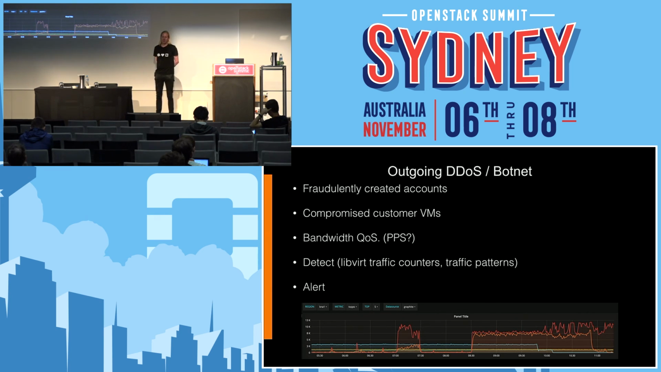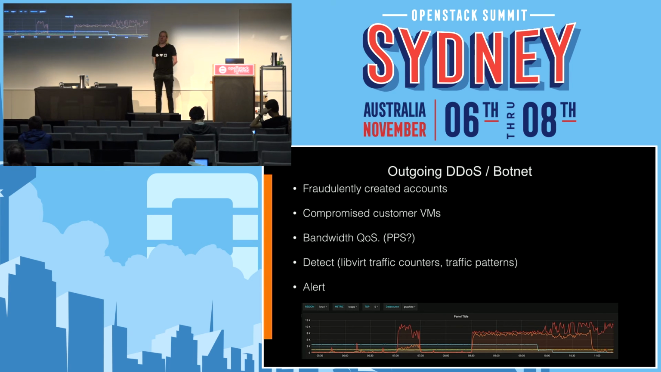You can also look at traffic patterns. I mean, not all denial of service attacks are bandwidth based. They can also be based on vulnerabilities in some protocol. It might be that you're trying to fill up a state table or something like that. So traffic patterns are also interesting to look at.